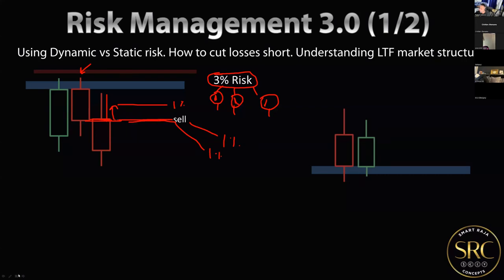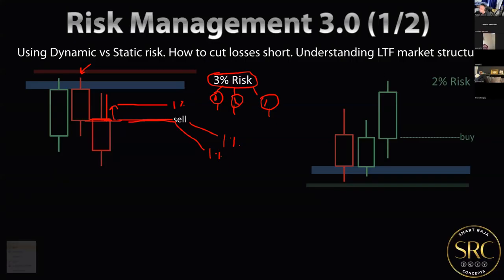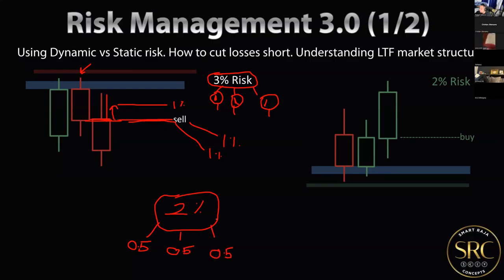So let's say you have a buy right over here. Your total risk is 2%. Now in this 2%, you say, okay, if I have a 2% risk and I want to be super safe, I want to be super comfortable, what I'm going to do is open 4 positions of 0.5 each. 1, 2, 3, 4.